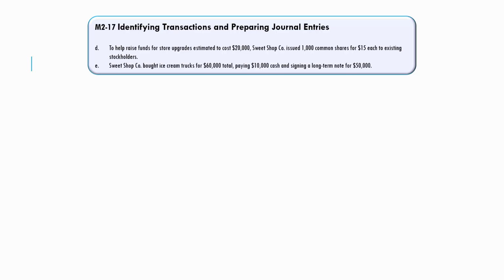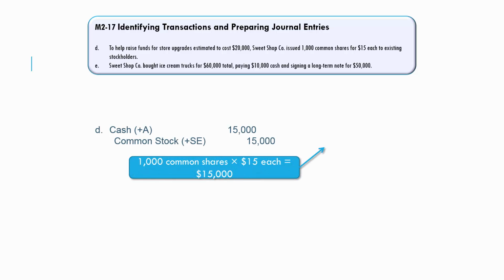To help raise funds for store upgrades, they issued 1,000 shares of stock for $15 each to existing stockholders. Okay, now this is a bit tricky because you're going to want to put in here, and they say to raise funds, that means, well, we must have got 20,000 in. No, what we got in was the $15 per share for the 1,000 shares, or $15,000. That's what we got in. And when we do it, of course, the opposite side of it is going to be here, the common stock account.